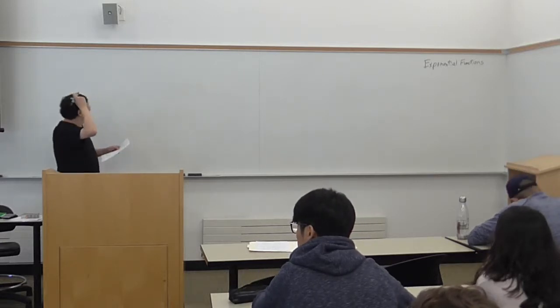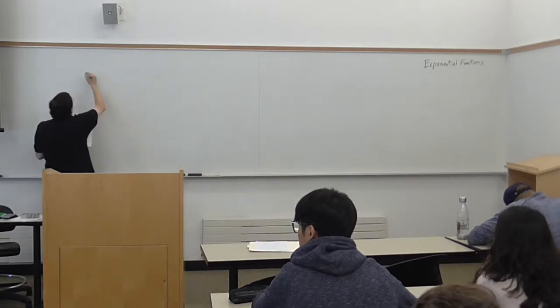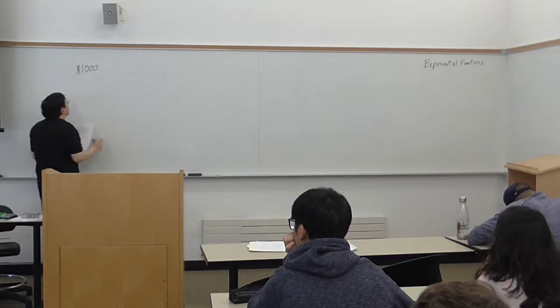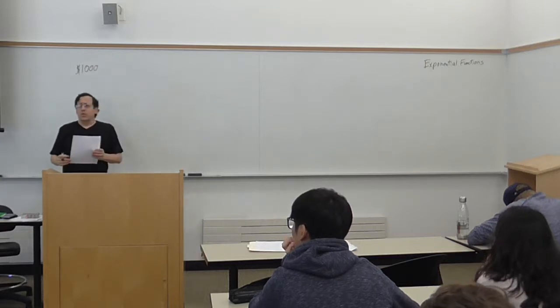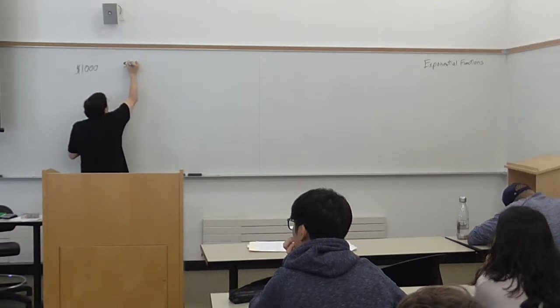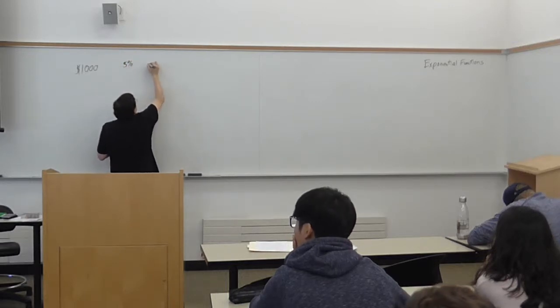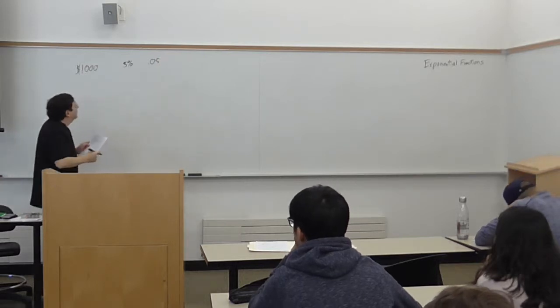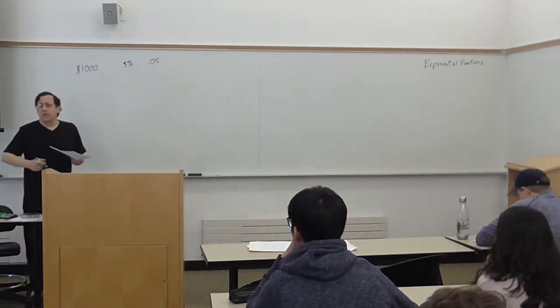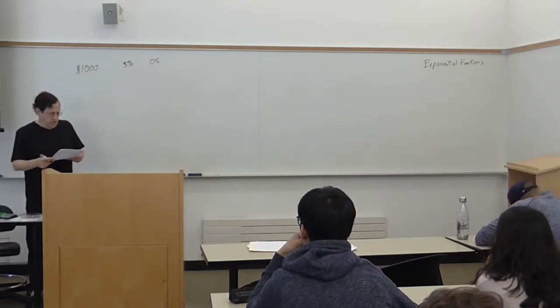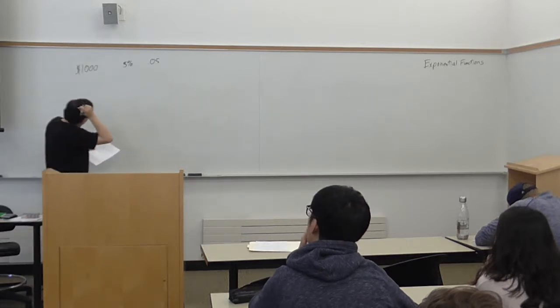So let's say you go to the bank and you want to put in $1,000. And they say, well, we'll give you 5% interest, as you say in math, 0.05. And we'll give that to you at the end of the year. That's the term, or the compounding term.